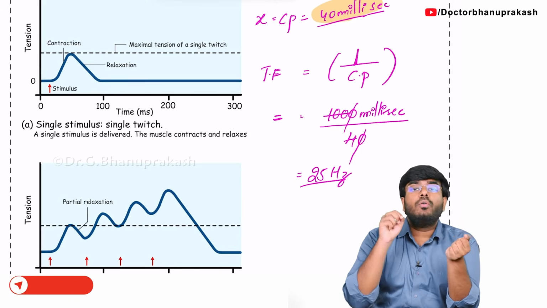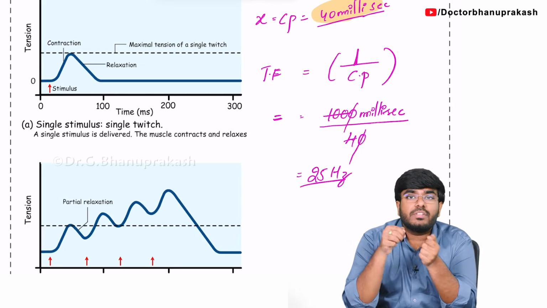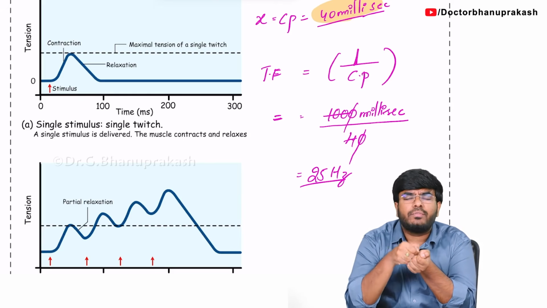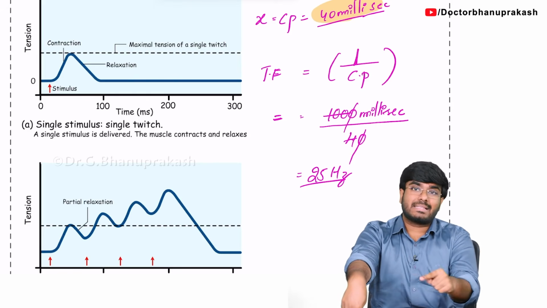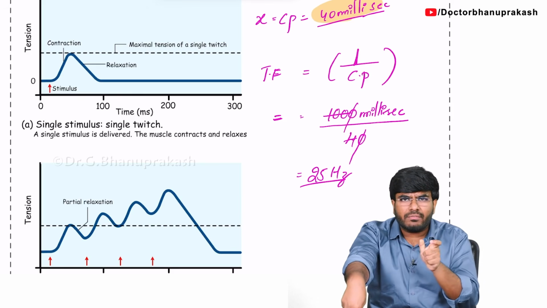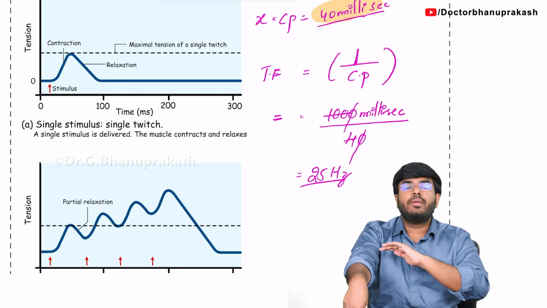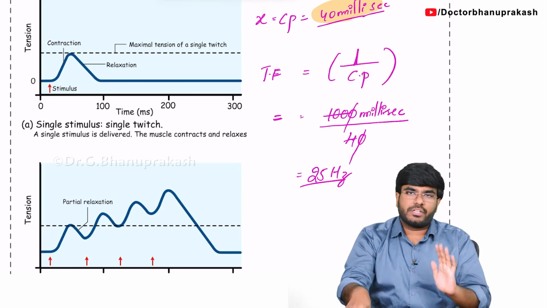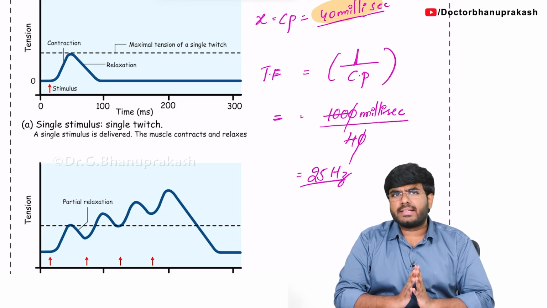So what is the tetanizing frequency of this particular muscle? It is 25 hertz, which means you have to stimulate 25 times in a second to make this muscle go into complete tetanus. If within 1 second you stimulate that motor unit 25 times, the muscle will go into complete tetanus, with completely constant force generation. So that is how to calculate the tetanizing frequency, which is very important for your NEET exams and PG exams.